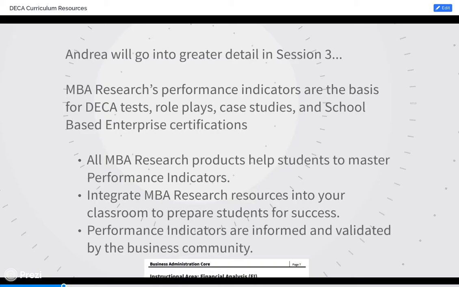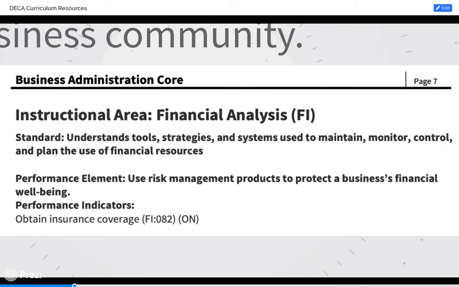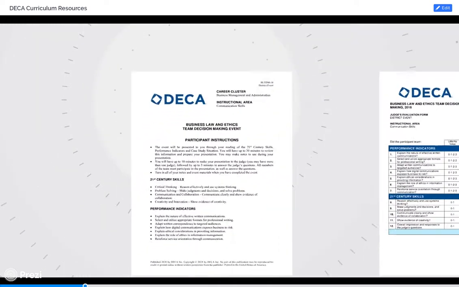There's a group of people, not just MBA research employees, but they are going out and getting basically a peer review style validation for all the performance indicators. Here is a screenshot of what a performance indicator looks like. And I've taken that straight from MBA research.